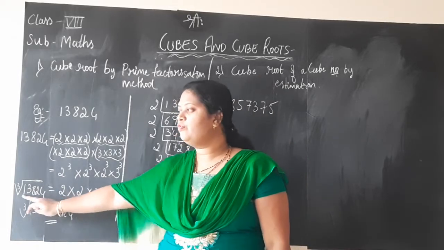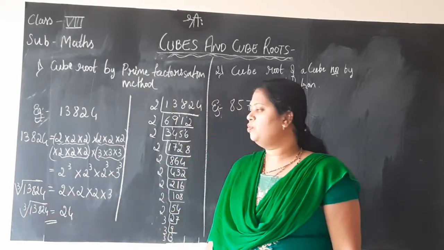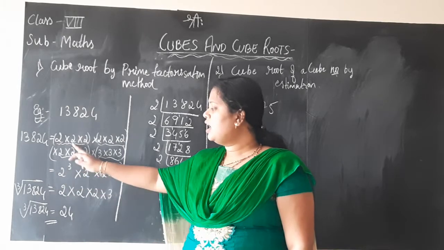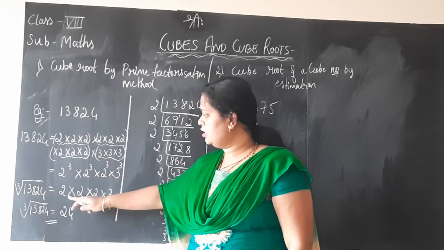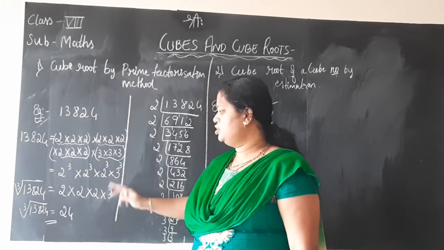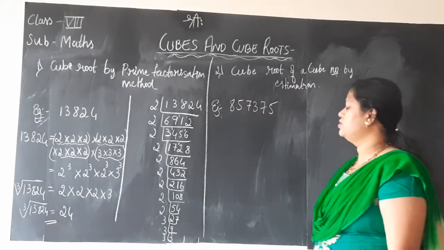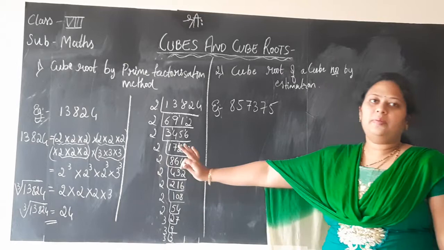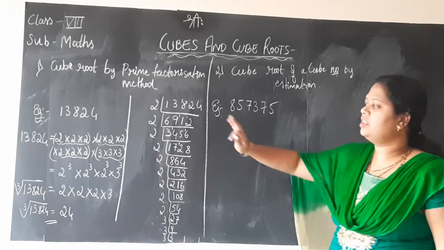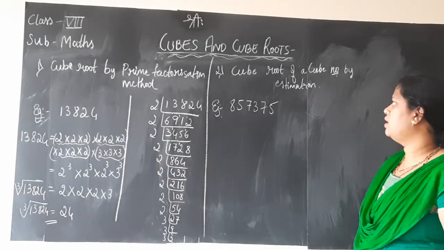When we take the cube root for LHS, for RHS also we take the cube root. But instead, after grouping, we directly write 2 cube is 2, 2 cube is 2, 3 cube is 3. I already explained this to you, please go through it. So this is the old method. Prime factorization method is one method of finding the cube root of a given number.